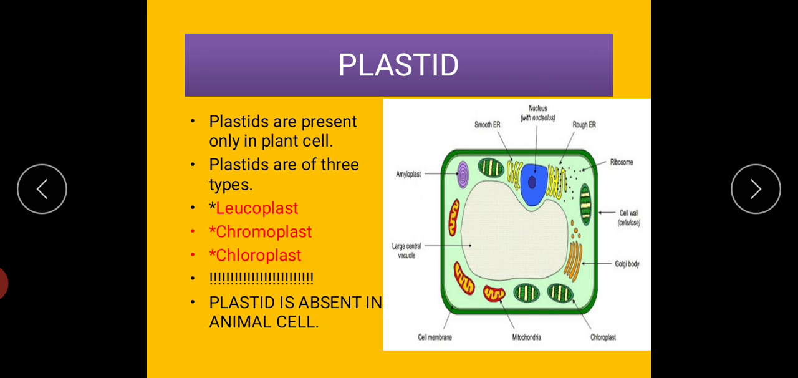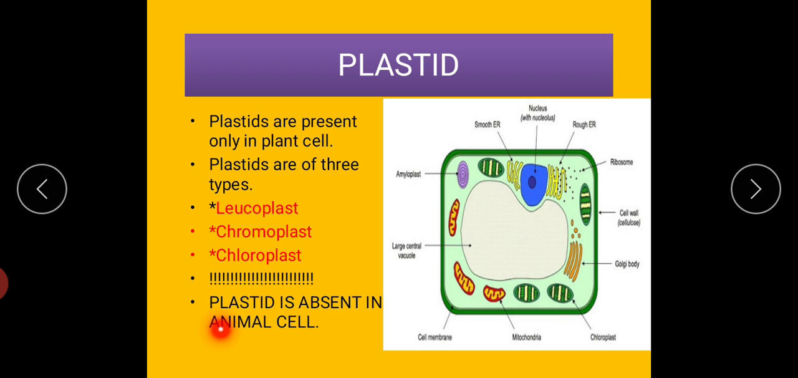There are three types of plastids: leucoplast, colorless plastids; chromoplast, which impart color to flowers and fruits, because of which you can see different colors in the fruits and flowers; and chloroplast, which helps in photosynthesis. It contains the green pigment chlorophyll.